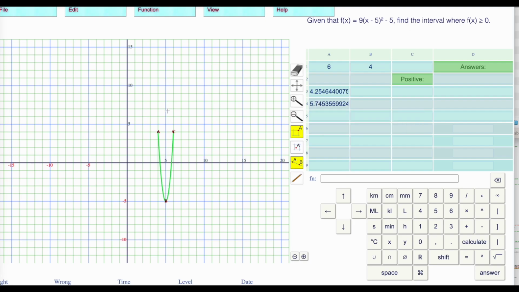This is positive. When is f of x greater than or equal to 0? It's positive when x is a member of negative infinity, because this is going to keep on opening up and up and up. So from x is negative infinity until this first 0. X is a member of, negative infinity until the first 0, which is 4.254644. Union, because we're putting it together with this region when x is a member of 5.745355 to infinity, open bracket on infinity. This is the answer.